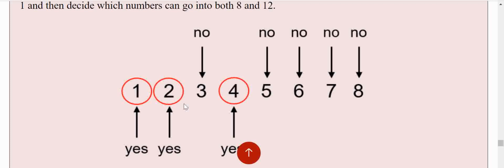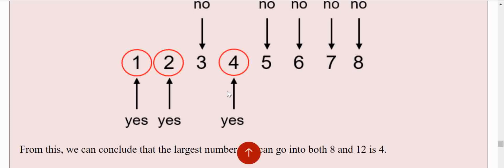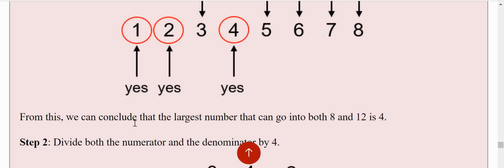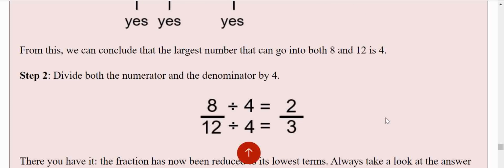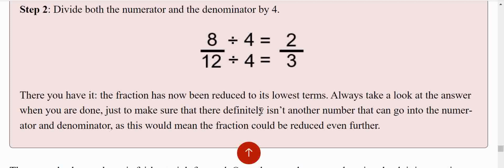Okay, so we find that 1, 2, and 4 can divide into 8 and 12. But 3, 5, 6, 7, and 8 do not divide into both 8 and 12. From this, we can conclude that the largest number that can go into both 8 and 12 is 4. Step 2. Divide both the numerator and the denominator by 4. In doing so, we obtain 2 over 3. There you have it. The fraction has now been reduced to its lowest terms.